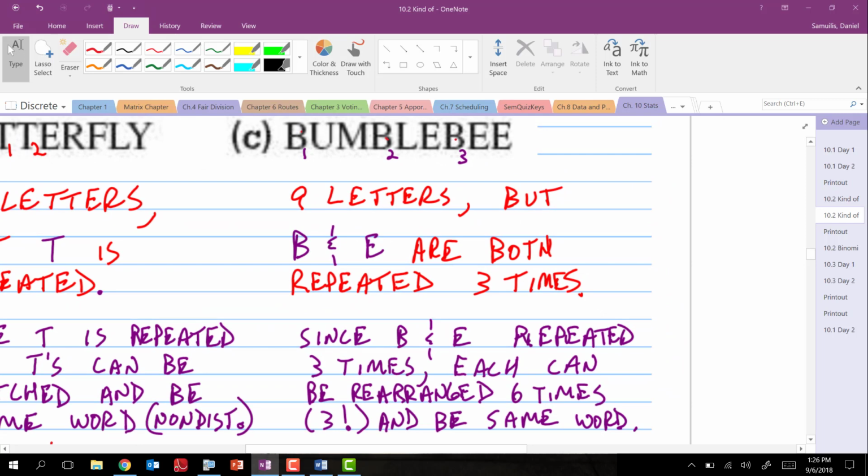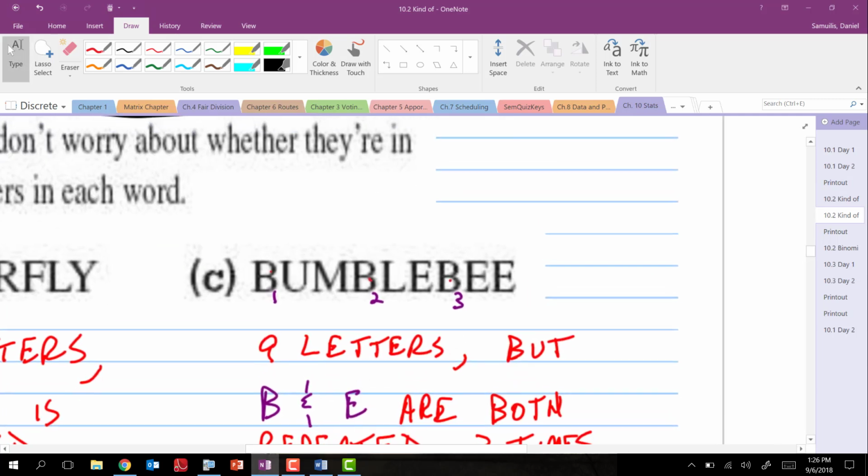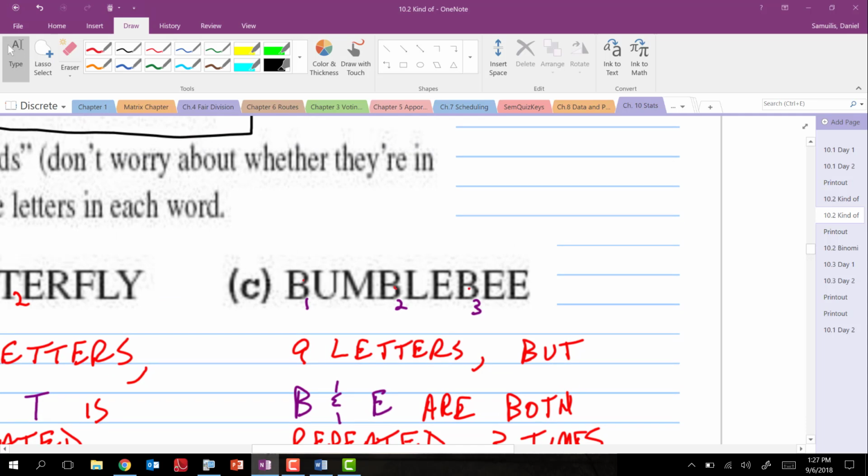Okay, and then now let's look at bumblebee. And I actually did this with the other hours. First of all, we got a problem with the B's and the E's. And I did this a few times just to demonstrate a concept. Bumblebee is one of the 360,000 words. But couldn't I switch those B's and it'd be the same word? Yeah. Right? How many different ways can I switch those B's? Anyone know the answer to that? Well, I could write B3 first. This is why I'm not writing this. And then B2 second.